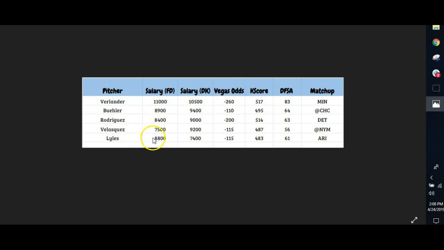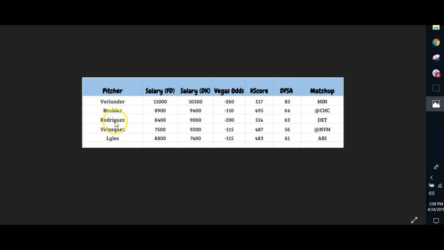And when I look at Jordan Lyles, Lyles is actually more expensive than Rodriguez on FanDuel, and he's priced down on DraftKings, which is usually a bad sign. So he'd be cheaper here. If you like him, you get a 483 K-score, minus 115 odds. He might be an SP2, like upper end of SP2 type stuff, 61 versus a 63 going against Arizona, but Arizona's been scoring some runs.